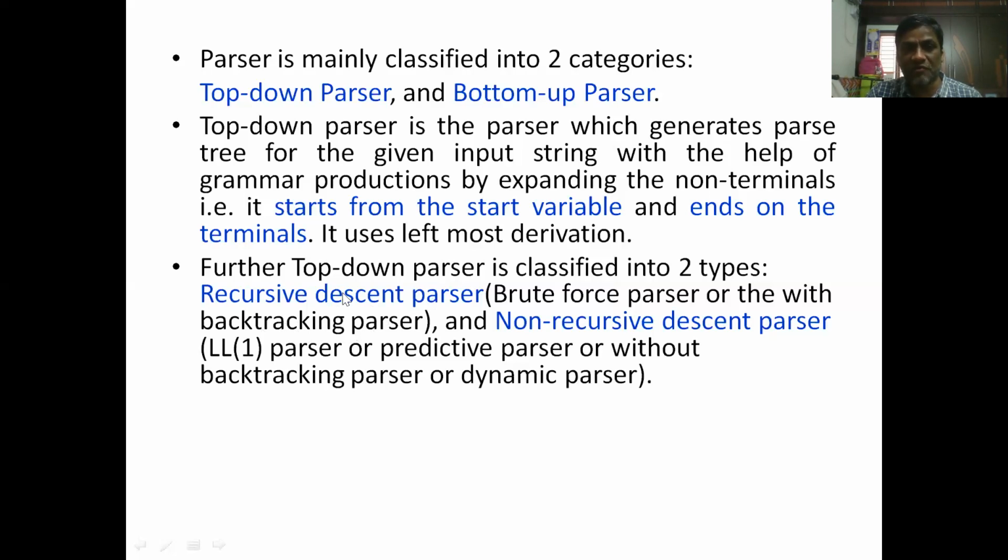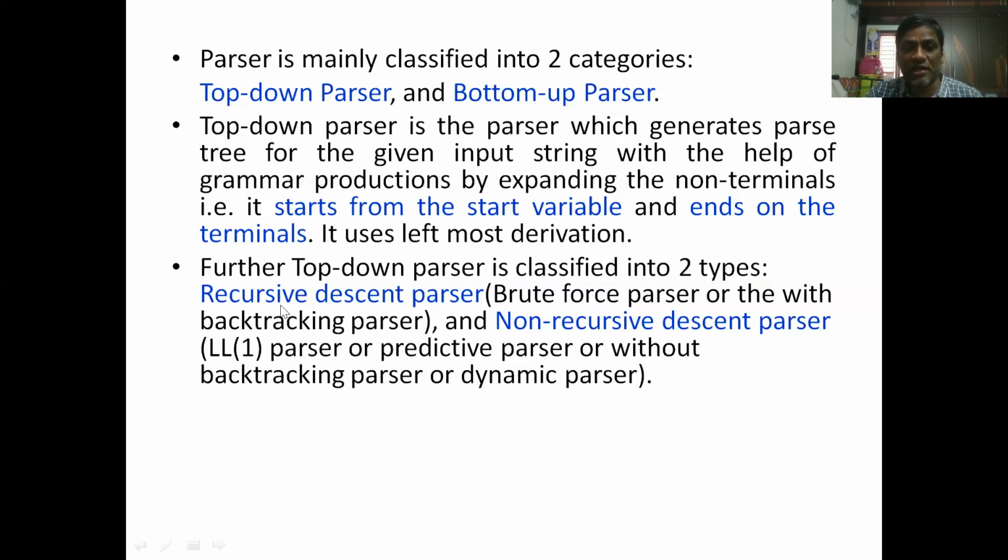This is the name given for recursive descent parser. And the other classification is non-recursive descent parser, which is also called LL of one parser, or predictive parser, or a recursive descent parser without backtracking, or some people call it a dynamic parser also. So you need to remember all these names for the types of top-down parsers.